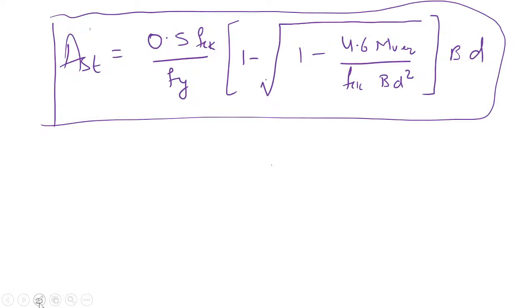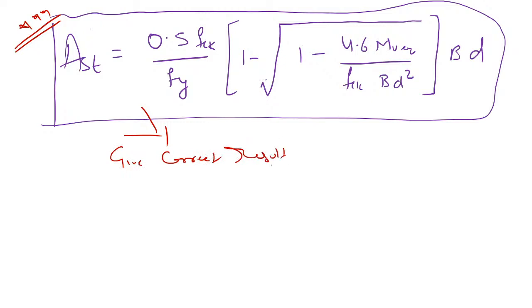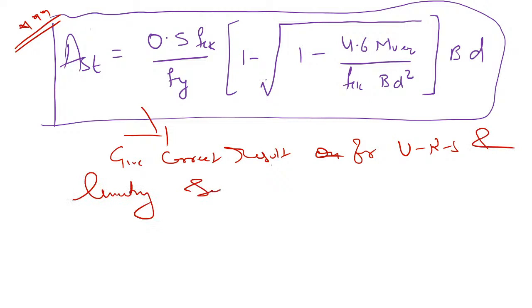But my dear friend, no doubt it is important, but remember its limitation. It gives the correct answer for under reinforced section and limiting section. Just think that over reinforced section is always going to create problems in LSM. So whenever the section is over reinforced, be extra attentive. Simply I want to say this.